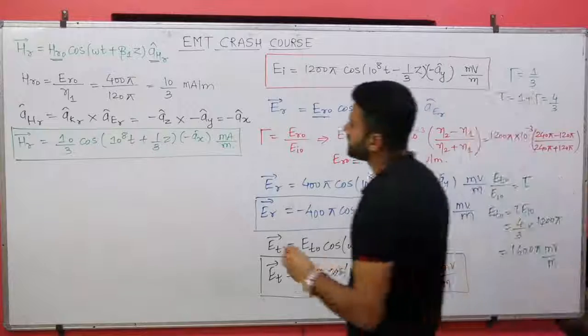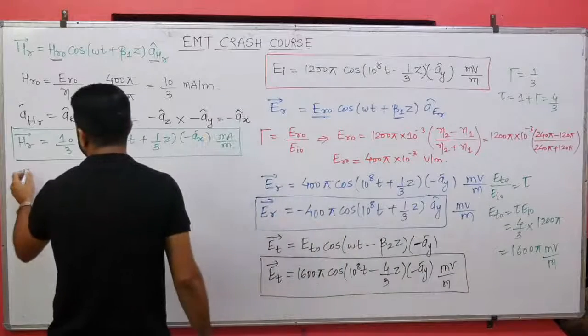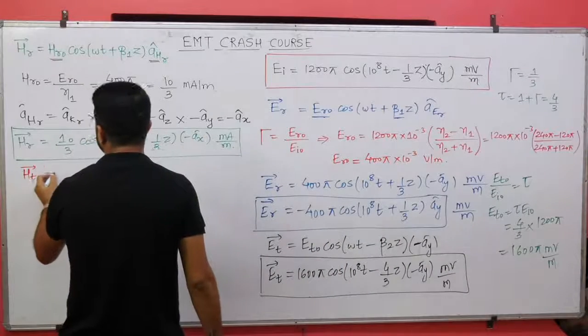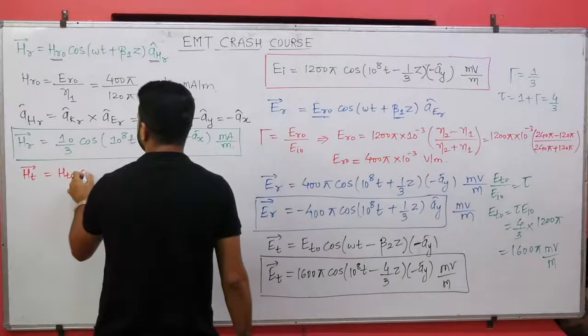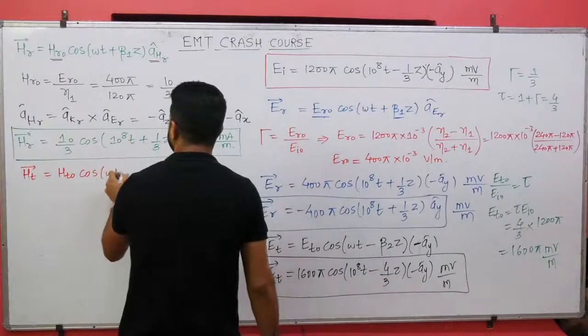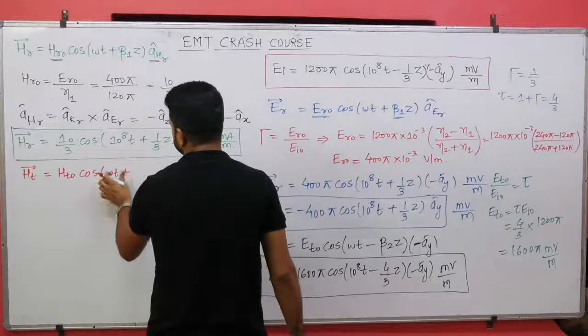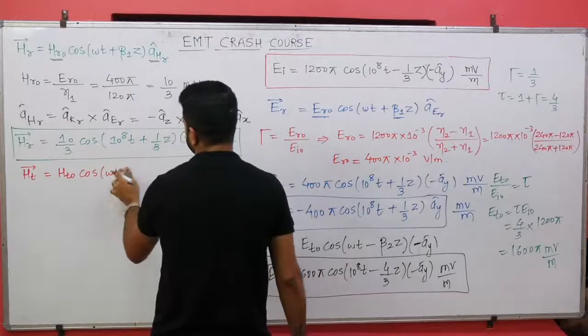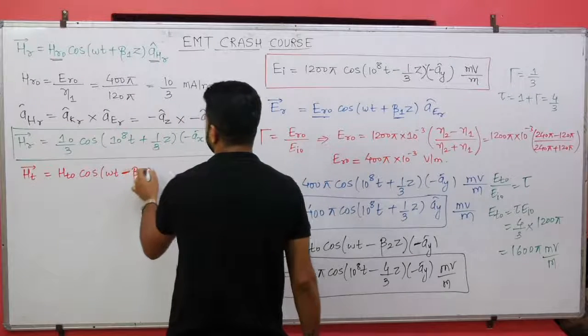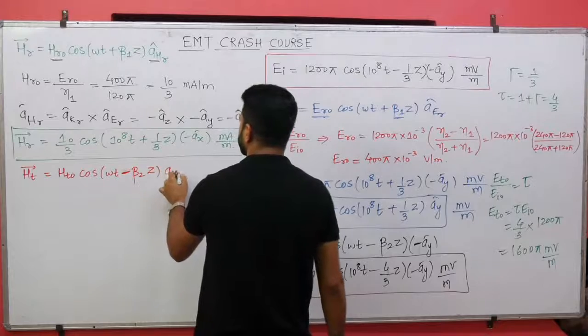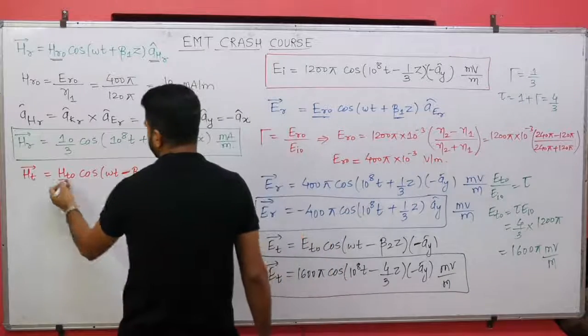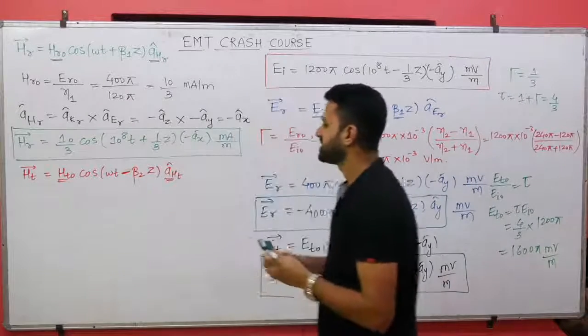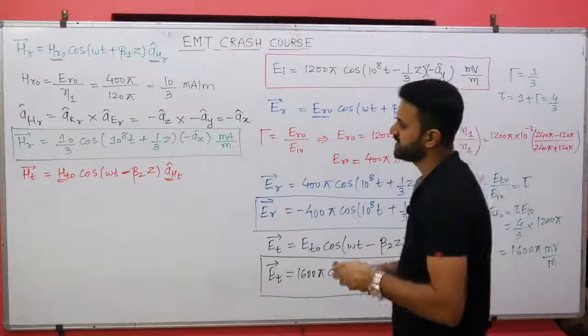Now, yes, you can calculate the transmitted magnetic field also. HT is equal to HT0 cos of omega t, because the wave is traveling in the positive Z direction, minus beta 2 Z and AHT. Again you have to calculate these two parameters.